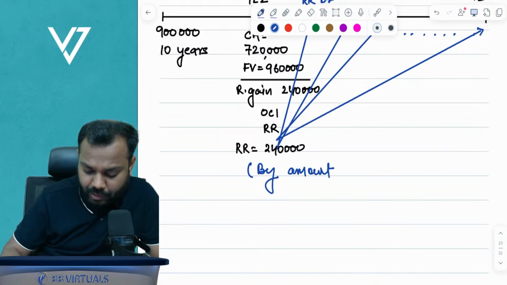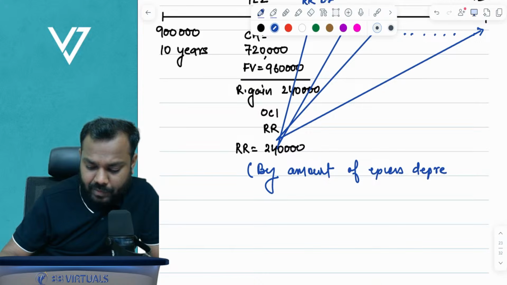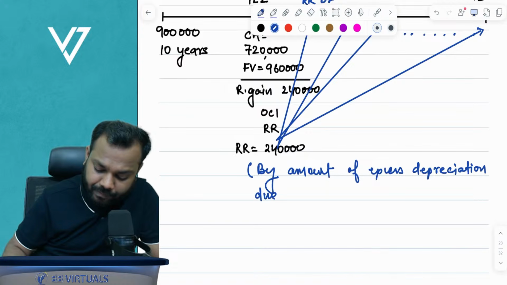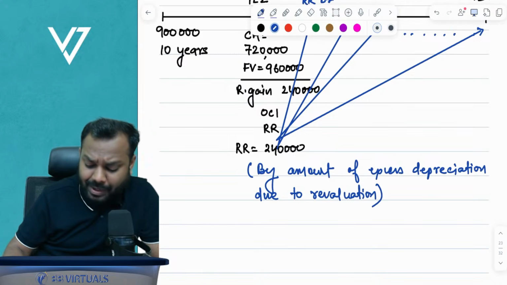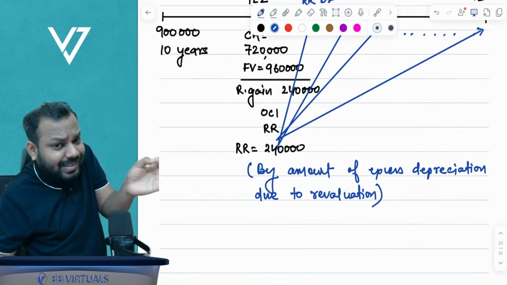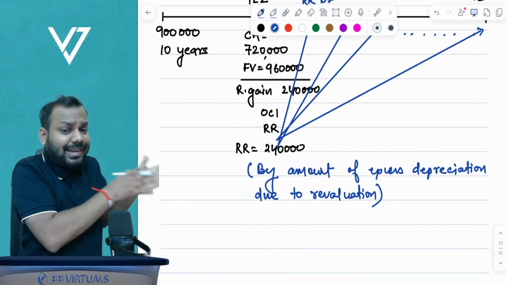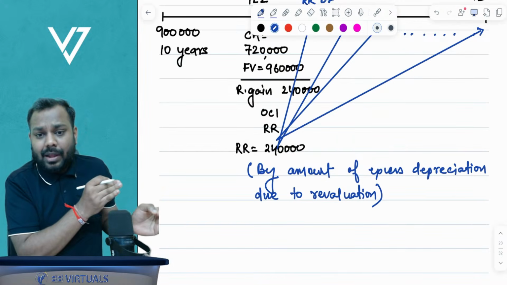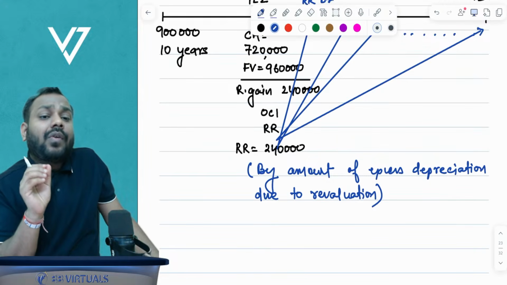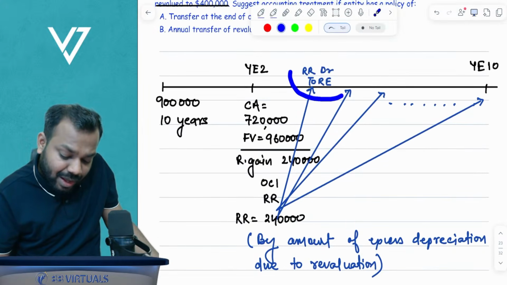amount of excess depreciation due to revaluation. Now, does that mean that we are transferring excess depreciation to RE? No, no. Depreciation remains intact as it is in P&L. We are just saying the amount of excess depreciation is the amount of transfer from revaluation reserve to retained earnings.